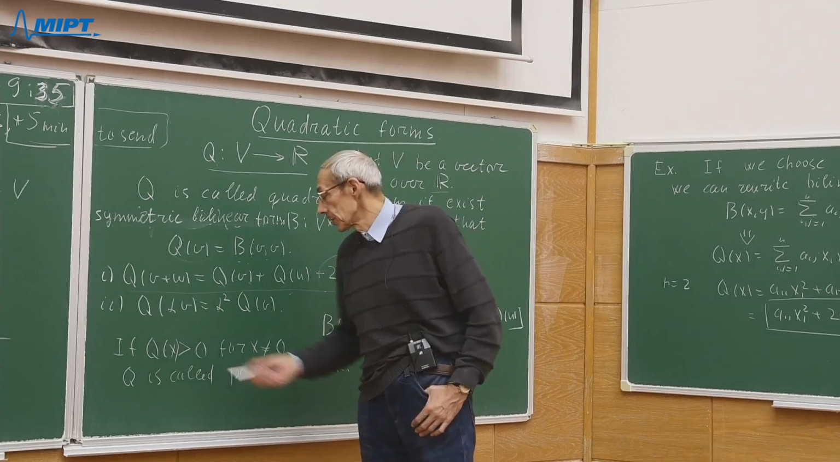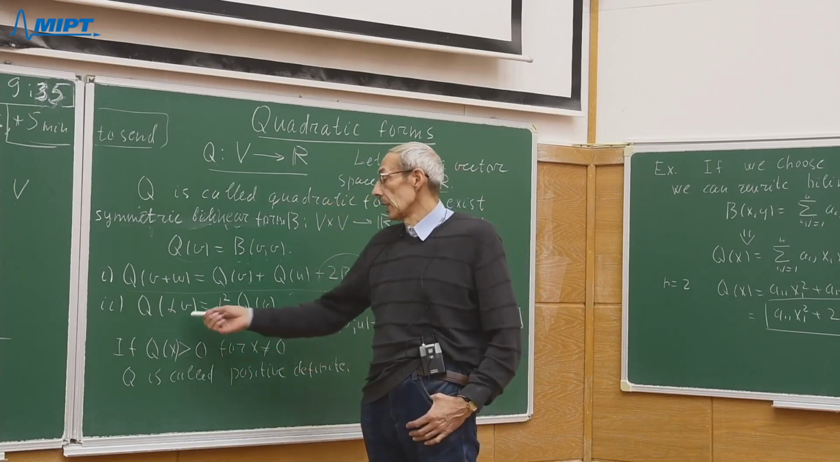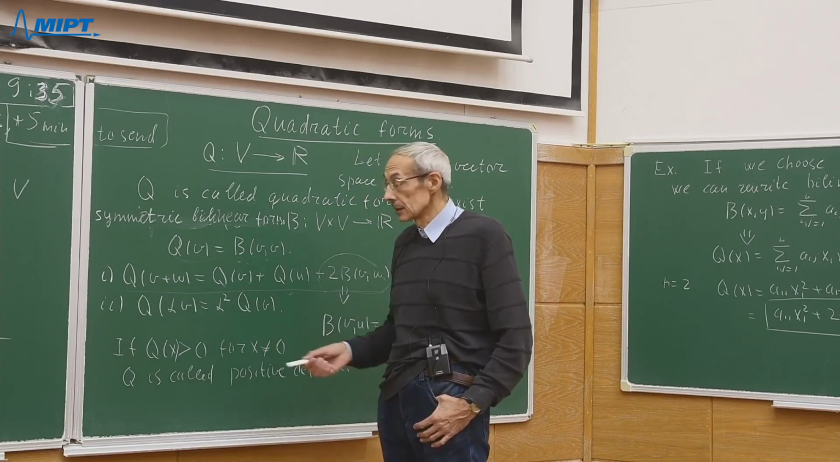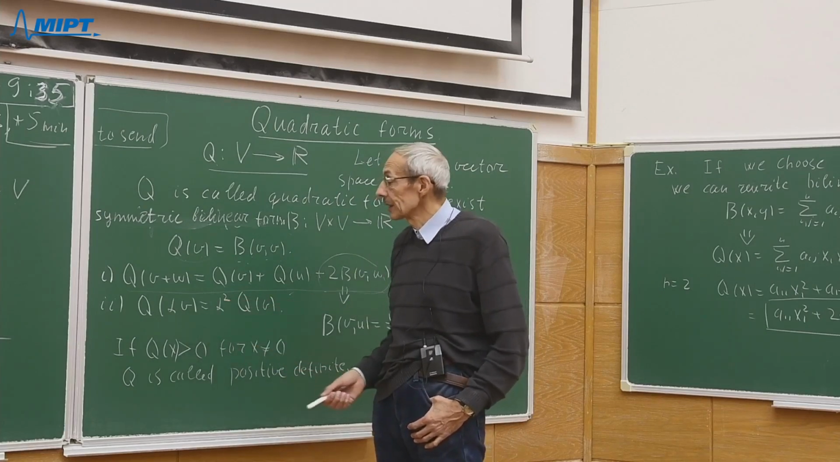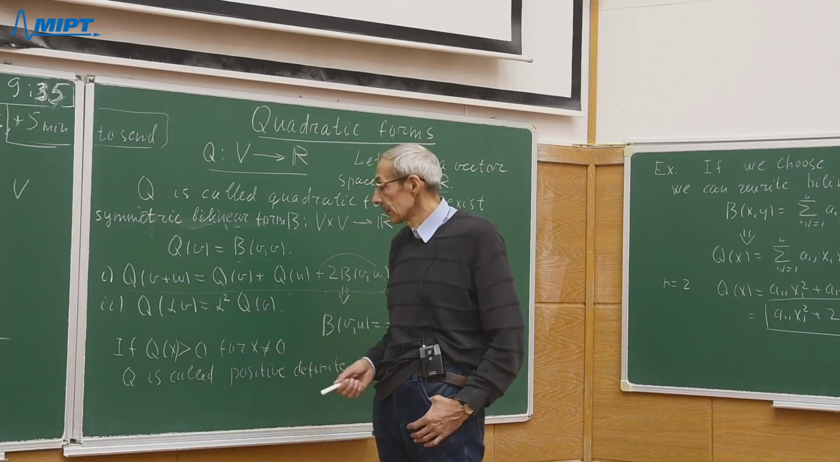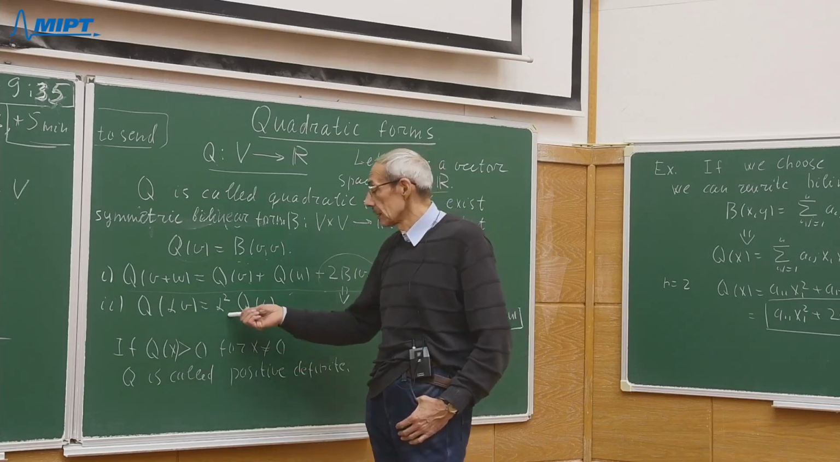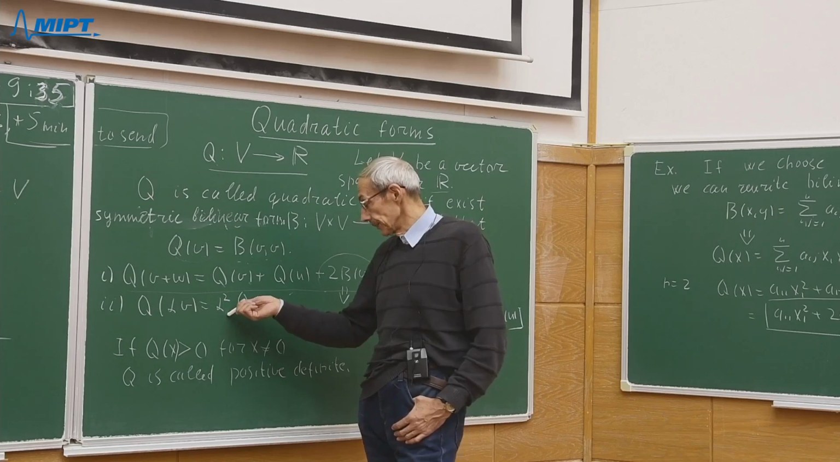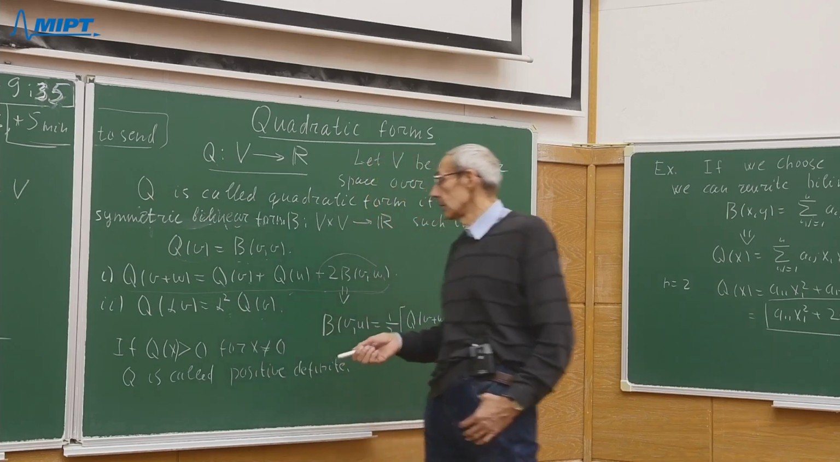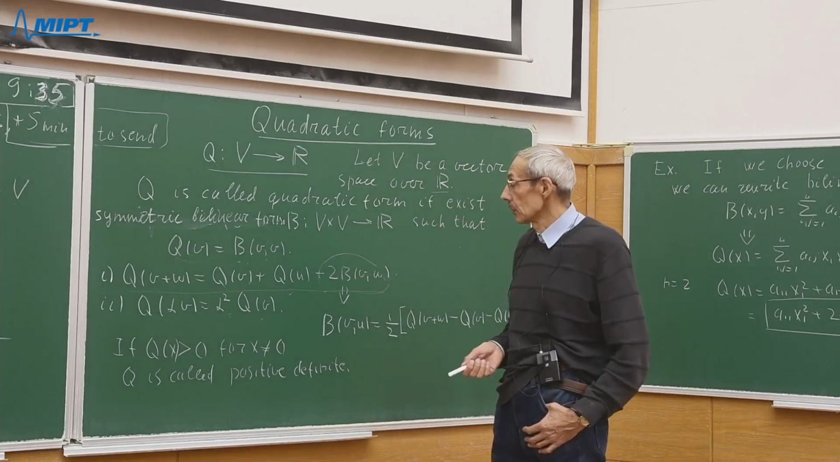And the second property: if we multiply any vector V by a scalar alpha and apply to this vector the quadratic form Q, we obtain the product of the square of the scalar alpha and the value of the quadratic form on the vector V.